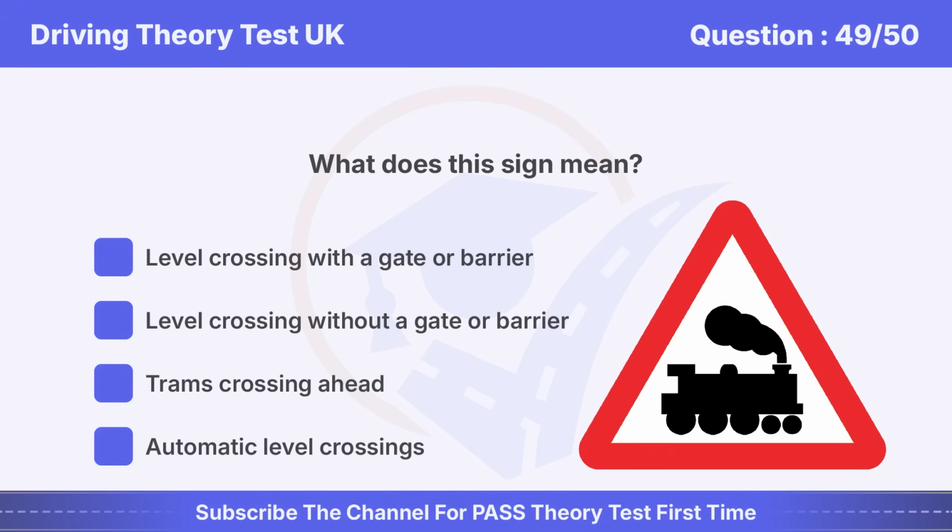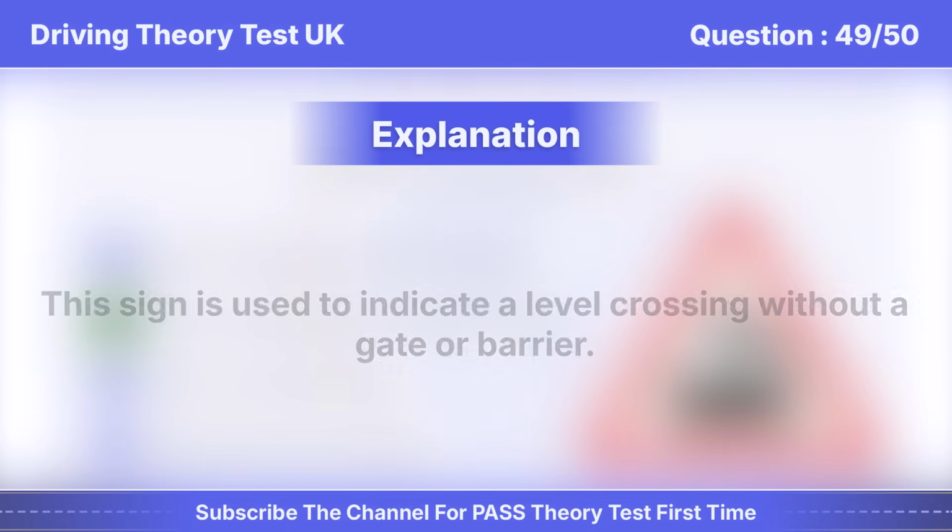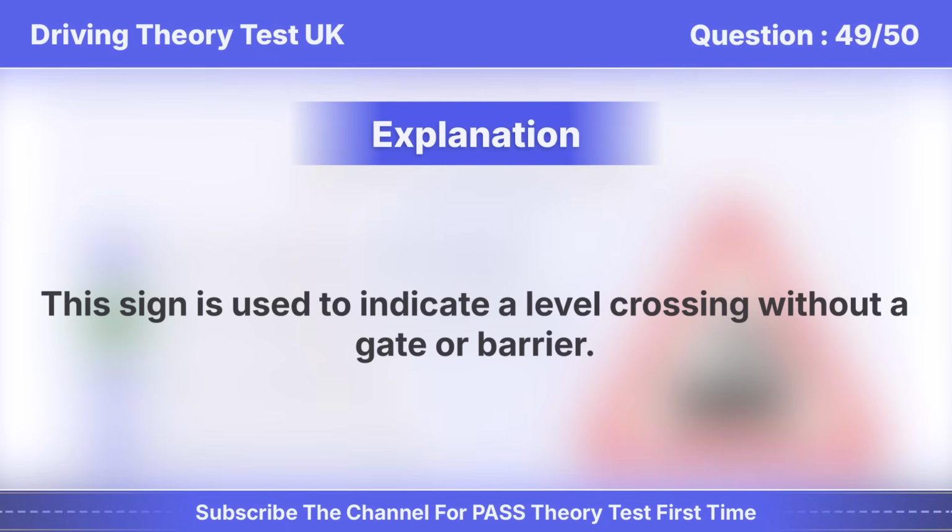Question 49. What does this sign mean? Answer is B. Level crossing without a gate or barrier. This sign is used to indicate a level crossing without a gate or barrier.